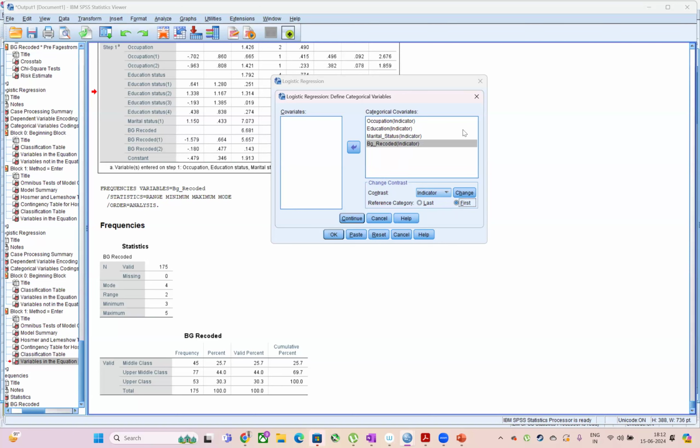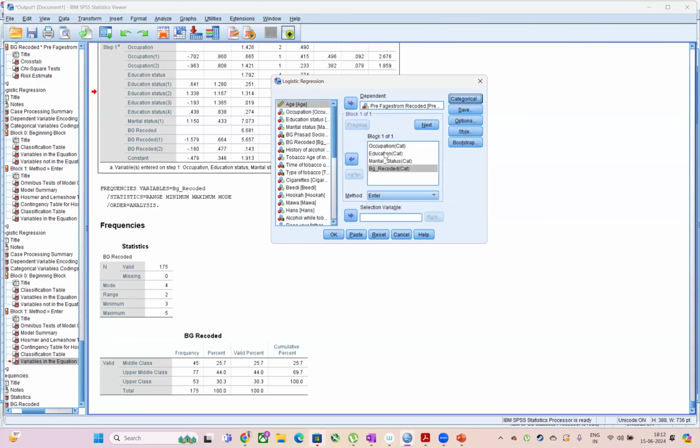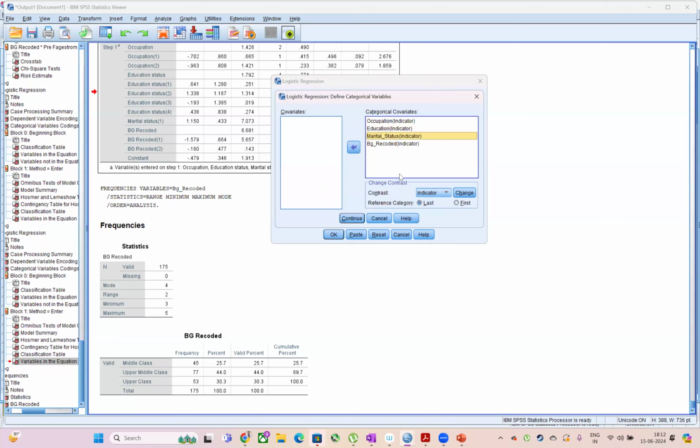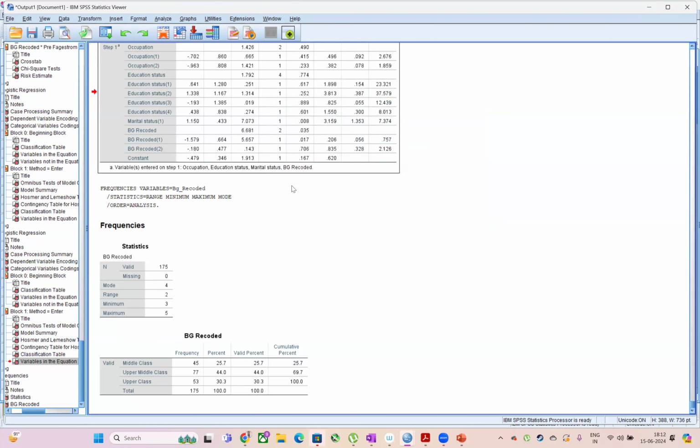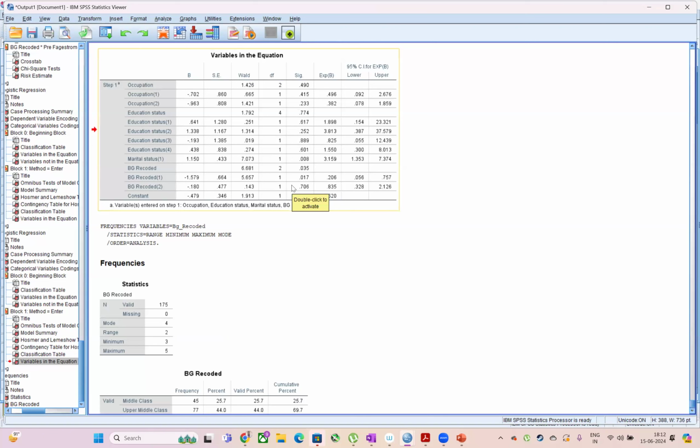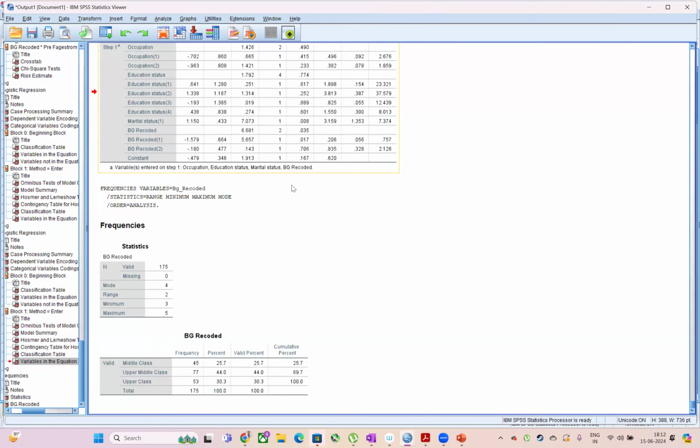Understood? So this is defining the categorical reference category in this column. Categorical, if you click, based on your assumption, you can decide the reference category. But once you keep upper class as the reference value, the odds ratio for that will not come over here. Okay, clear?